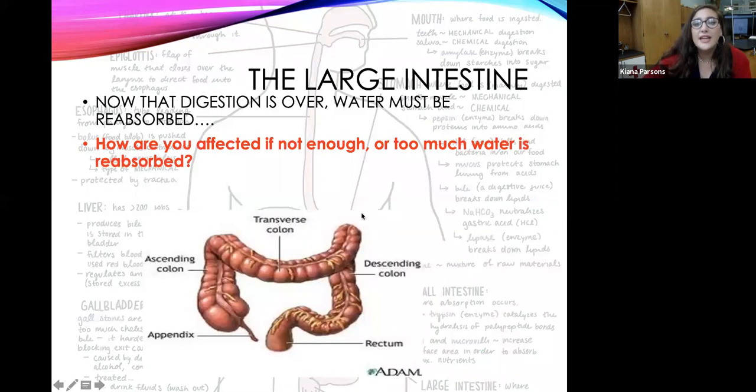And the large intestine, we just discussed, so how are you affected if not enough water or too much water is reabsorbed? Diarrhea or constipation, two things that you don't want to happen. So if you're maintaining homeostasis, if things are going well, you shouldn't have either one of those side effects. But experiencing one of those is a sign that your body is having difficulty or having a disruption in homeostasis.